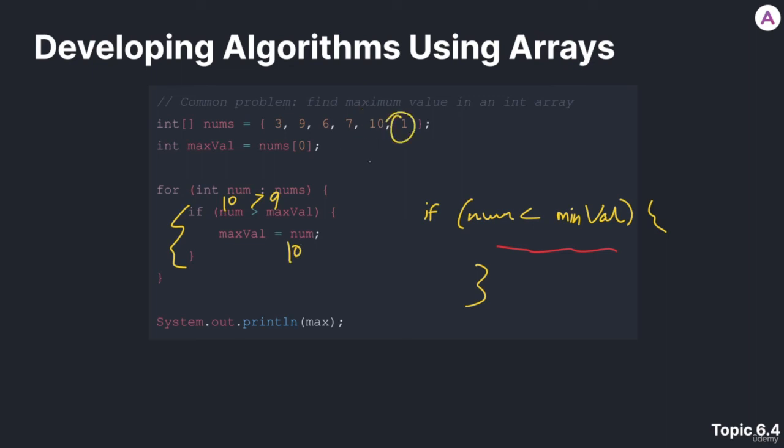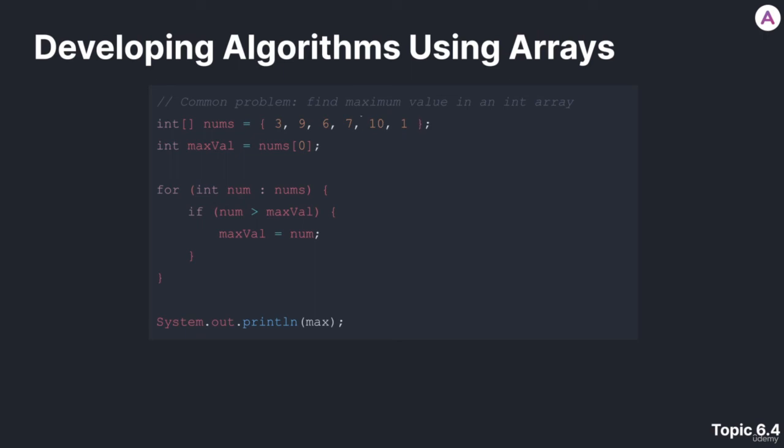And then lastly, we have 1. 1 is not greater than 10, so maxval would remain the same. We wouldn't enter the conditional. So at the end, we have successfully obtained the maximum value in the array, which is 10. So System.out.println of max, this should be maxval, would be 10.